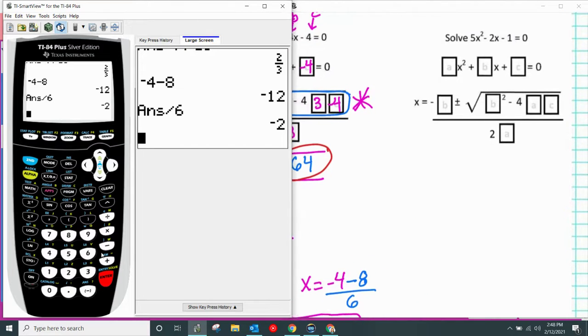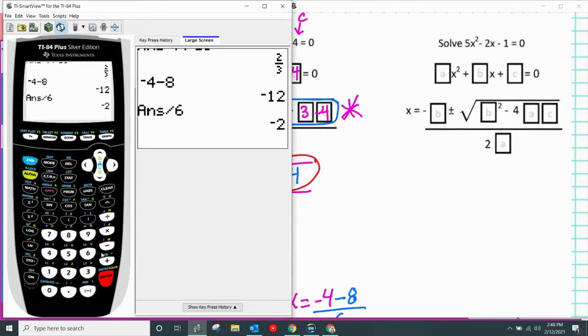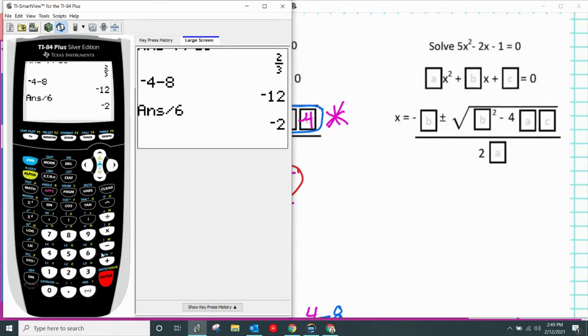Okay, so I'm going to zoom in over here. Okay, so here's our problem. My A value is the 5. B value is negative 2. And my C value is negative 1. We have to take those signs with it. Those signs are important. So here I go. X equals the opposite of B, which is negative 2. So it's going to be the opposite of negative 2, plus or minus negative 2 minus 4.